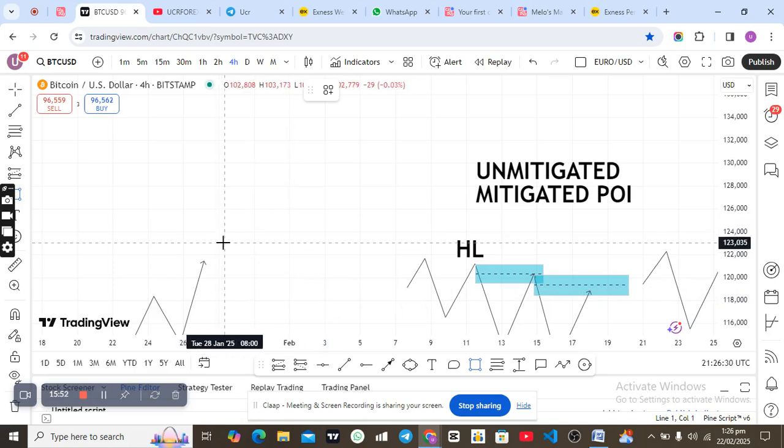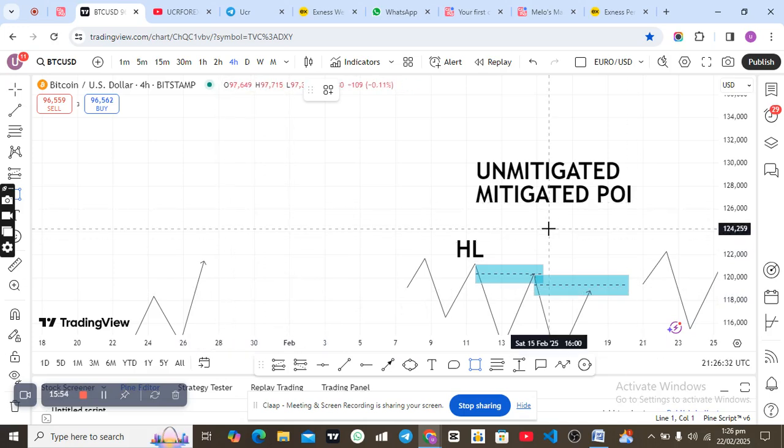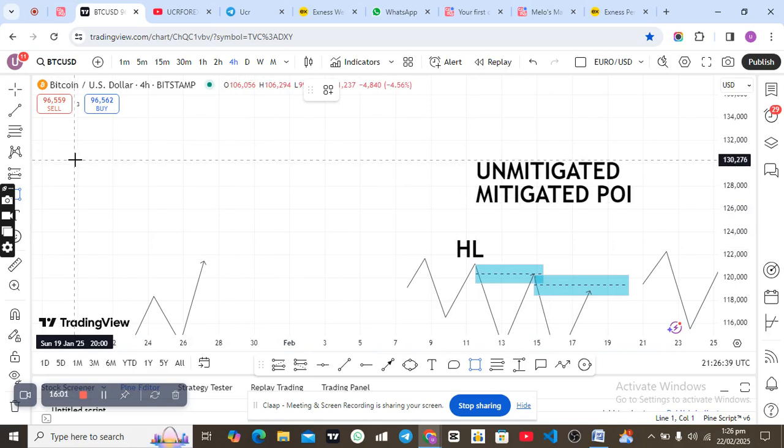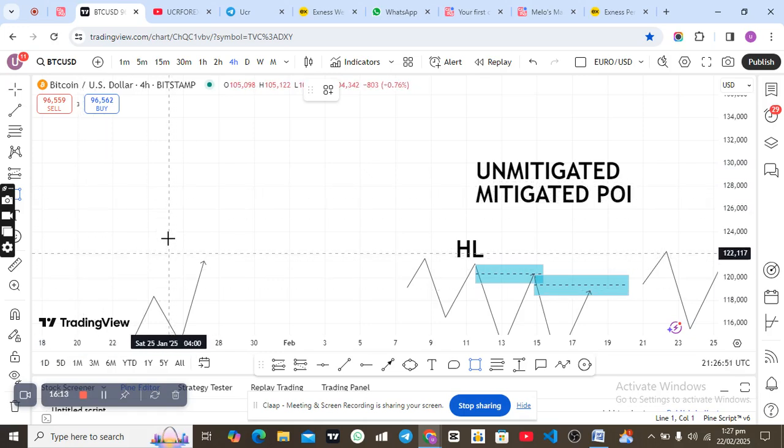Okay, so now, when we already consider that something has been mitigated, like we have been talking about, the three ways you can mark out a POI: you can either use a Fibonacci retracement tool, or you can use the last candle that led to a BOS, or you can use where the market consolidated and mark out a BOS. All right.